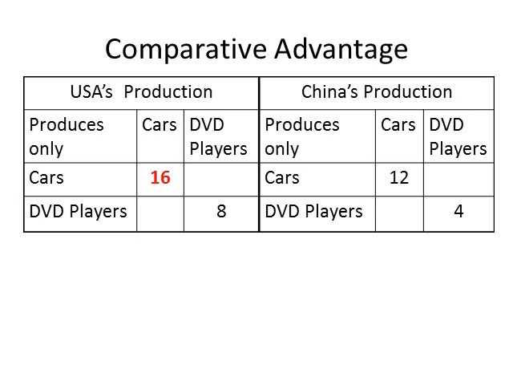If the United States produces only cars, it will be able to produce 16 cars. If the United States produces only DVD players, it will be able to produce 8 DVD players. If China produces only cars, it will produce 12. And if China produces only DVD players, it will produce 4.